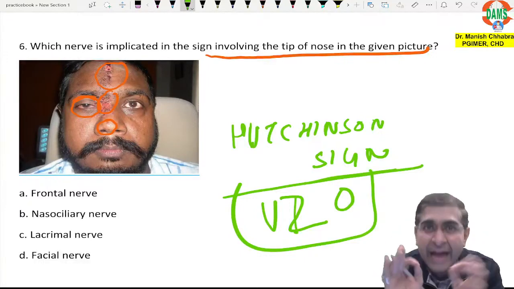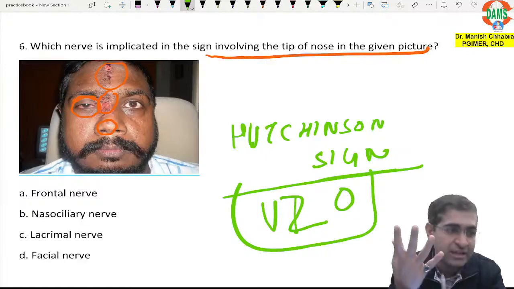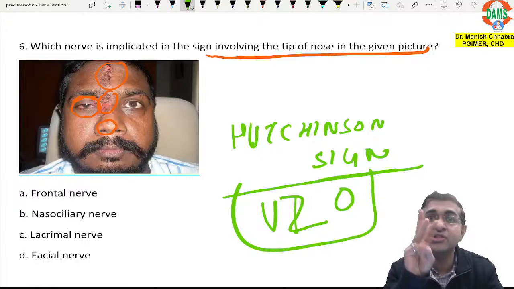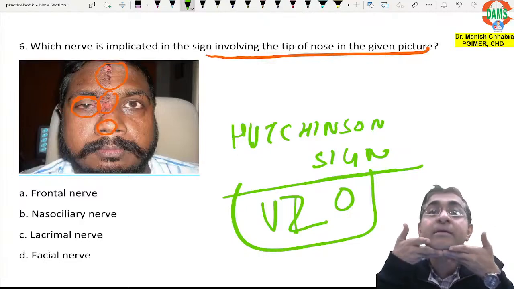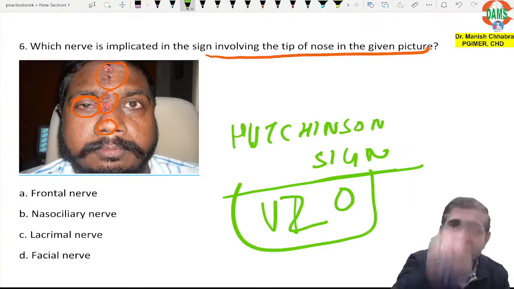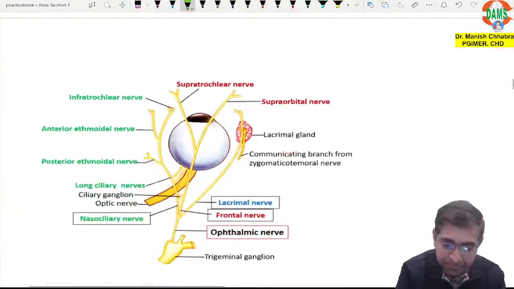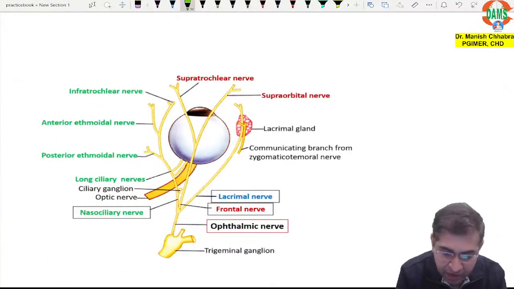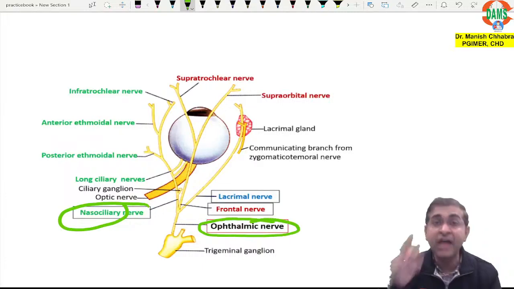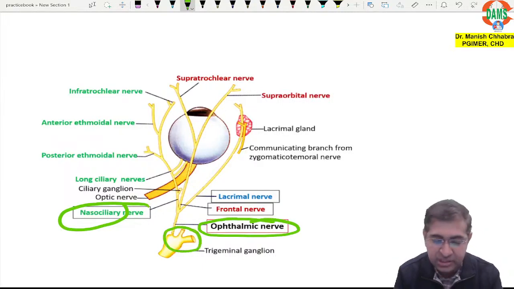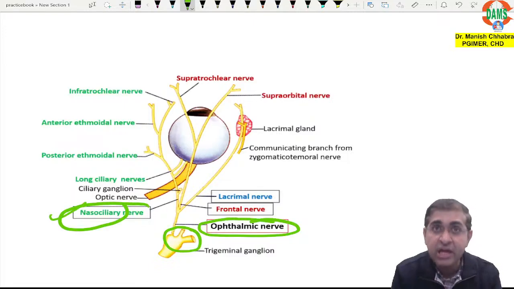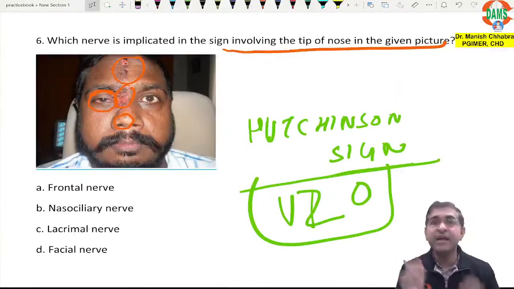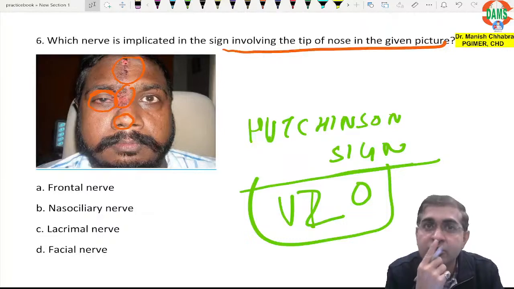Now, if I talk about the trigeminal nerve, just orally we are going to revise. In the trigeminal nerve, there are three branches. One is the ophthalmic division, another is the maxillary division, and third is your mandibular division. Now, the ophthalmic division has another branch, and that branch is your nasociliary nerve. So there are three divisions. The ophthalmic division has the nasociliary nerve, which supplies the cornea as well as the tip of the nose.